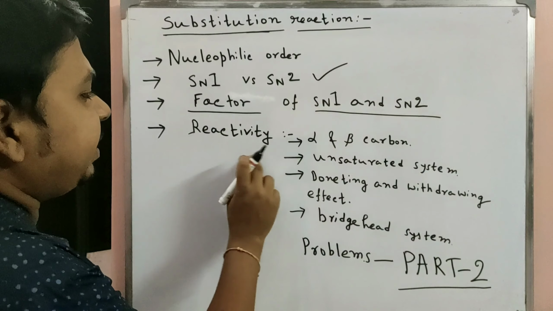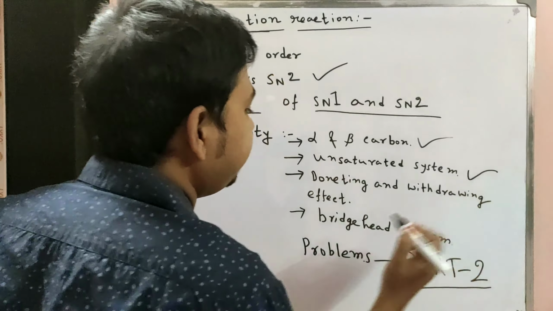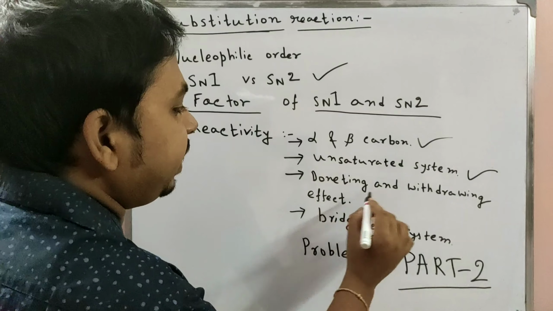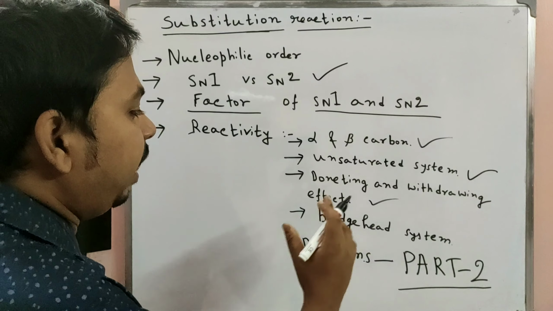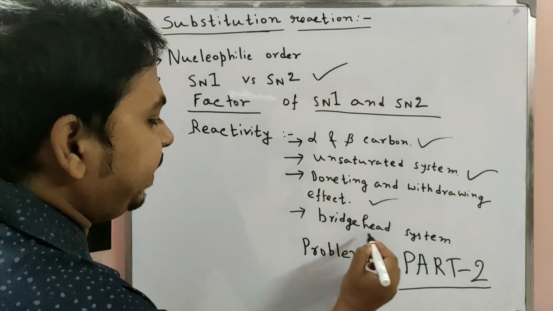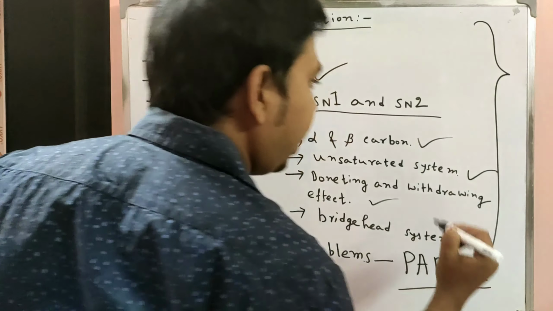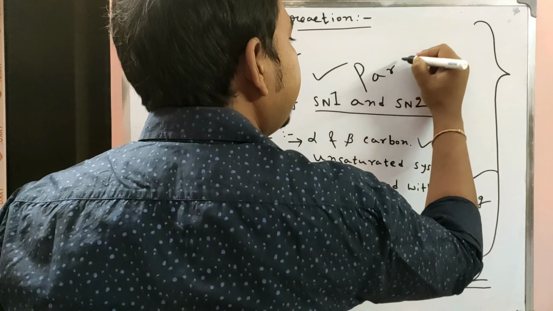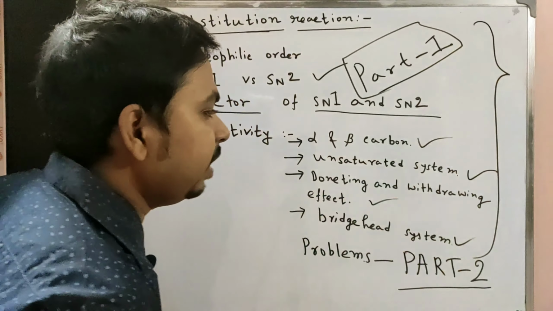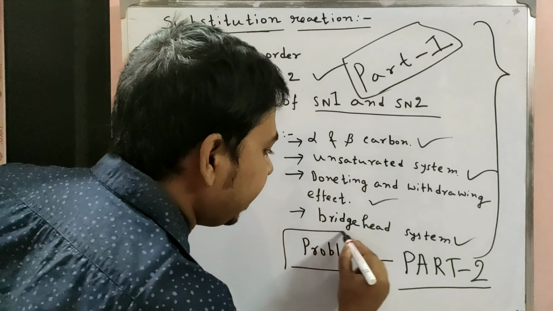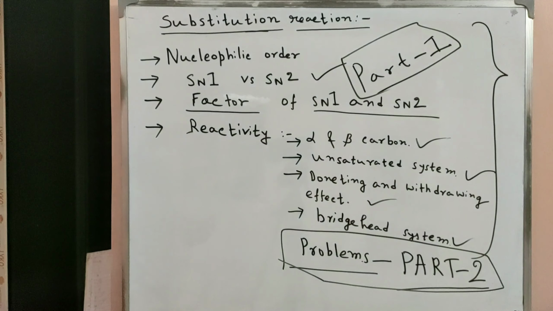And then we discuss the reactivity of alpha and beta carbon systems, and then we discuss unsaturated systems. Then our topic will cover the donating and withdrawing effect. What is the effect of donation and withdrawing? And then we discuss the bridgehead system. And then these two will also cover our part 1 discussion. We also did part 1, and then the problems we also discuss in our part 2. Now our discussion starts.